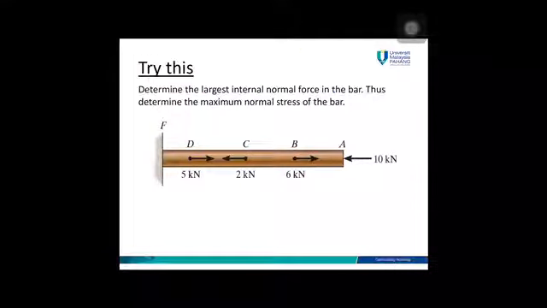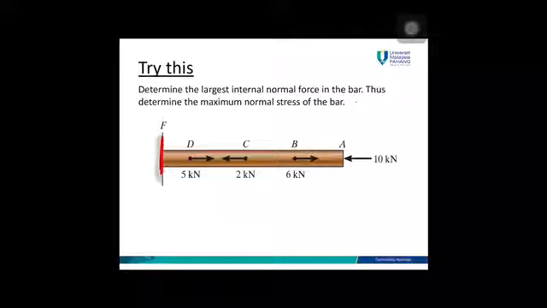Please try this exercise. Read the question. Determine the largest internal normal force in the bar, thus determine the maximum normal stress of the bar. This question is same as a previous example. Point A, point B, C, D and F. But now you have connection at F. The previous example you don't have any connection, but now you have connection at F.